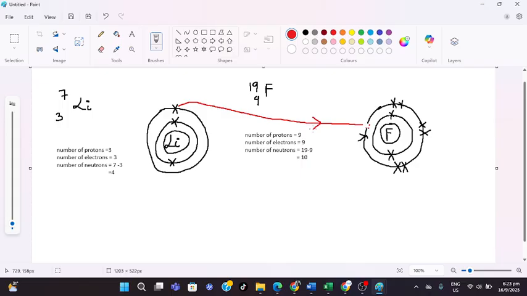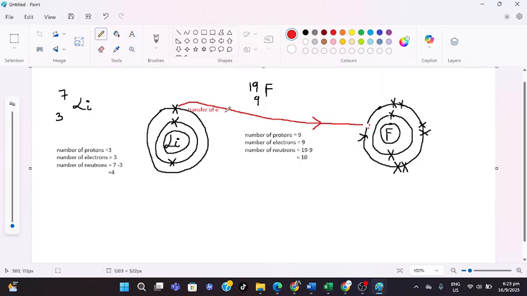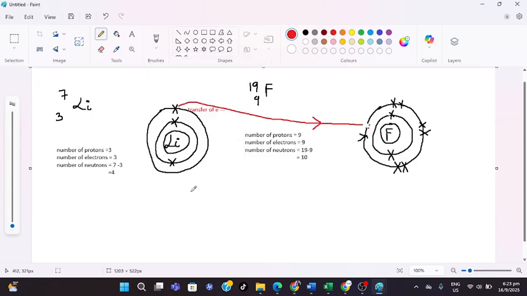I will normally write transfer. Transfer of e. I'm going to be negative. No, this is what happened.